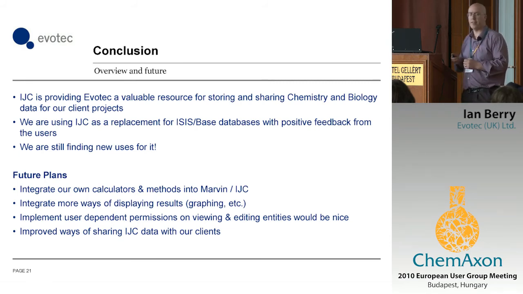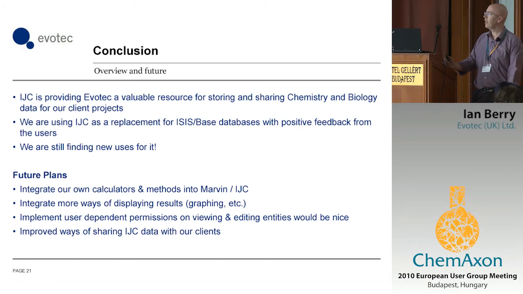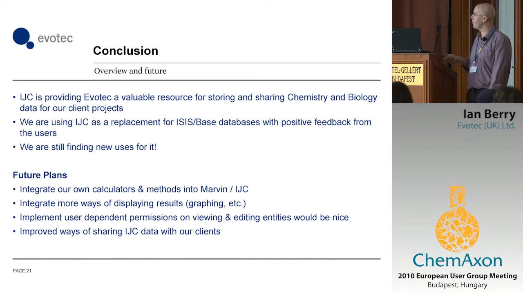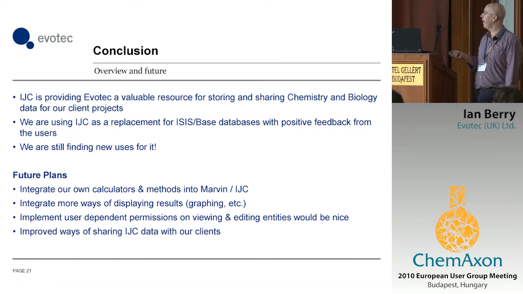Some of the things that we would like to work on in the future, and what we'd like Tim to work on in the future. So some of the things we're doing is integrating our own calculators and methods into Marvin and IJC. So we're working on either doing it as plugins or as calculator methods. We'd love to have new ways of displaying results, so built-in graphing tools and things like that. I know quite a few of the competitors to the IJC thing are going down this route where they want to have aggregated searches and lots of ways of displaying data. So I think it's probably the way that IJC's got to go.